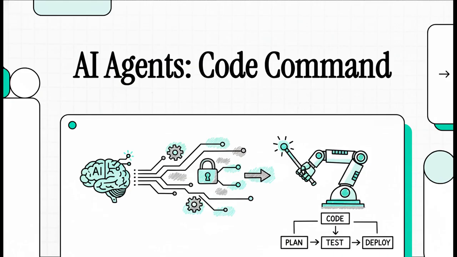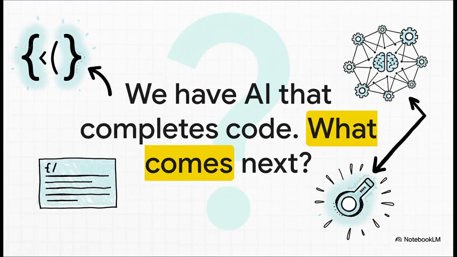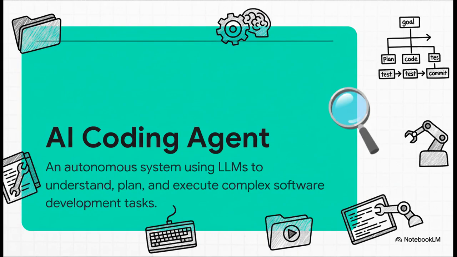Well, let's break it down. And this really is the big question, isn't it? If an AI can write a function for you, what's really stopping it from managing an entire project? The answer, it turns out, is a completely new class of tool, one that goes way beyond simple assistance. And that brings us to the AI coding agent.